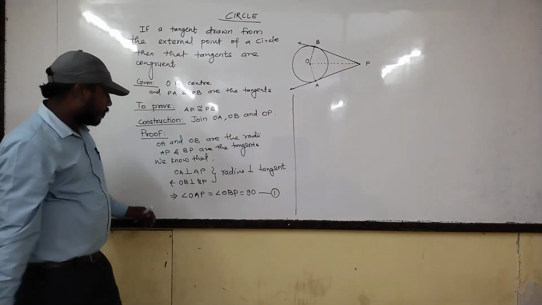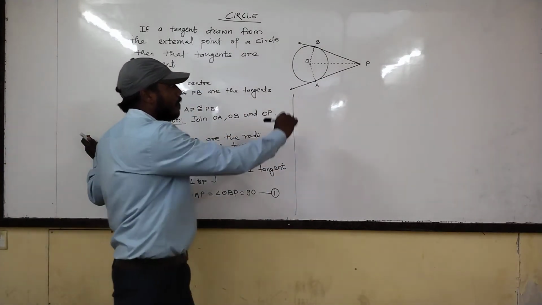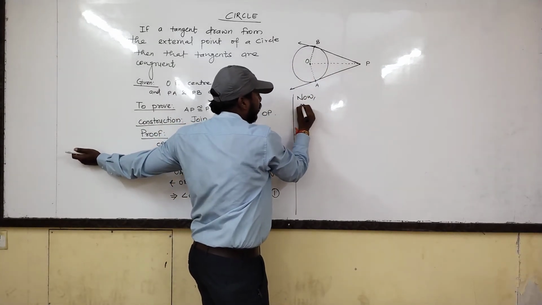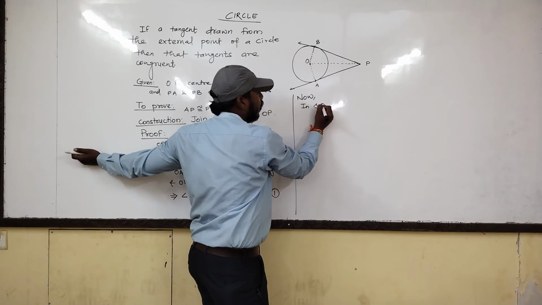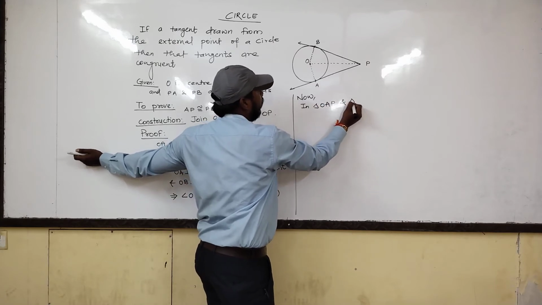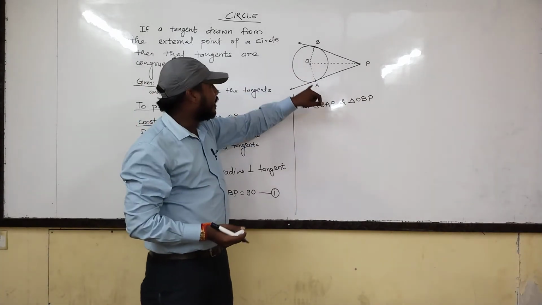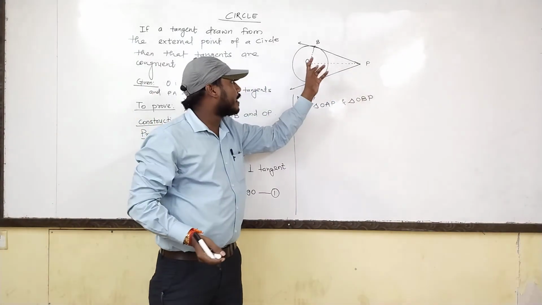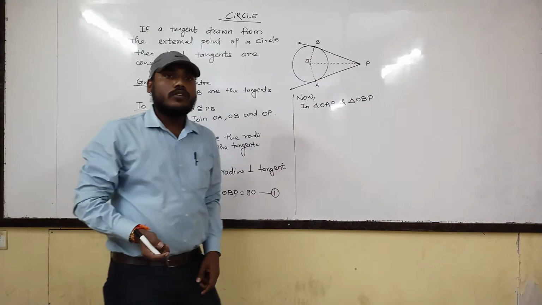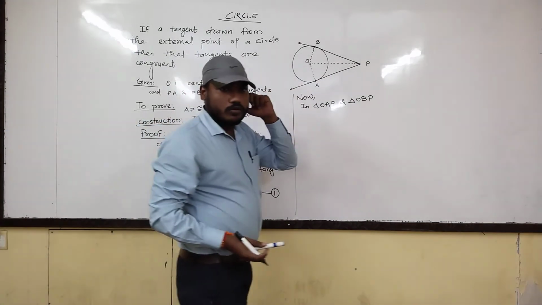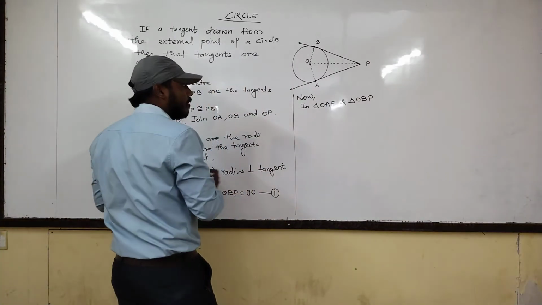The further thing is very simple. Now we will take the two triangles, triangle OAP and triangle OBP. If we focus on this diagram, OAP is one triangle and the second triangle is OBP. We know the similarity and congruency of triangles, so we are going to prove that those two triangles are congruent.